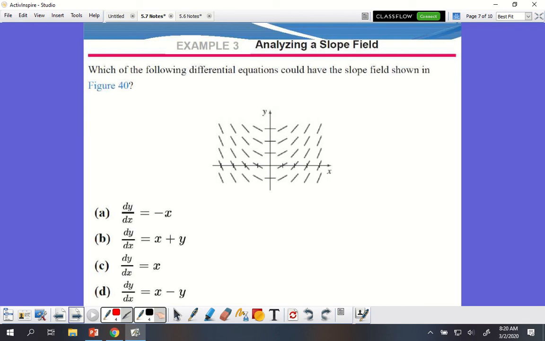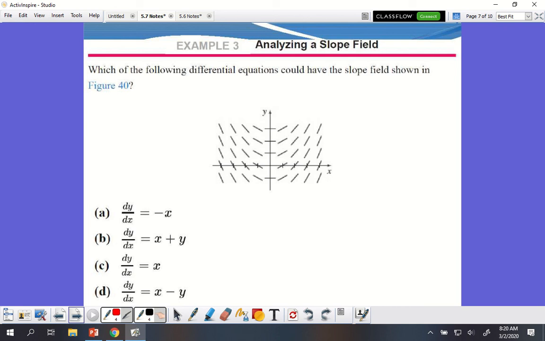Let's see, this one's pretty easy. See this right here, going up and down on the y. So if I plug in 0, 0, what's my slope? 0. If I plug in 0, 1, what's my slope? 0. So I'm just finding the slope for this whole thing. If I plug in 0, 2, my slope is 0.